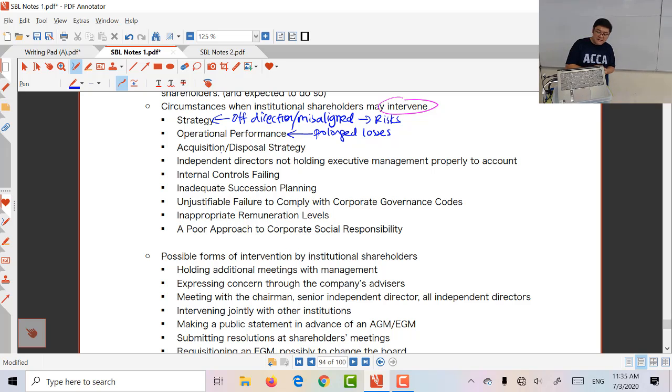Okay. Number 4 is quite important: independent directors not holding executive management to account. So we are suggesting about ineffective NEDs. Give me an example of why you find NEDs are not effective. One is because you have an insufficient number of NEDs. If you think the board is not sufficiently made up of NEDs, then obviously the NEDs can't do much. Another reason is you feel the NEDs are not independent. Another example is when you find that they are not independent.